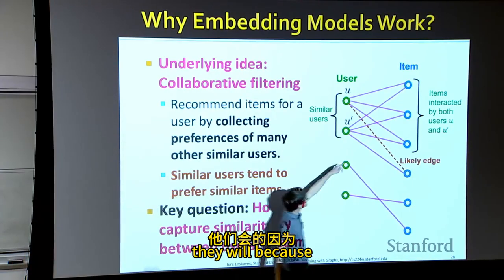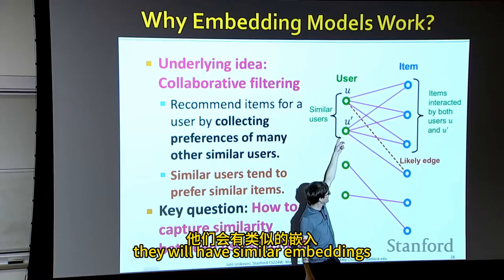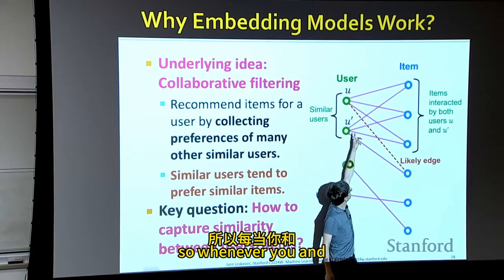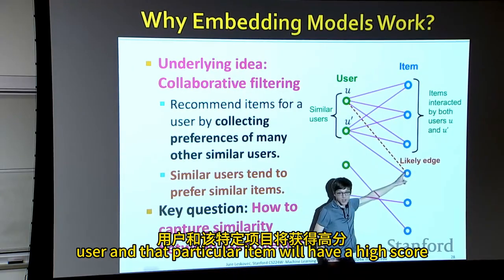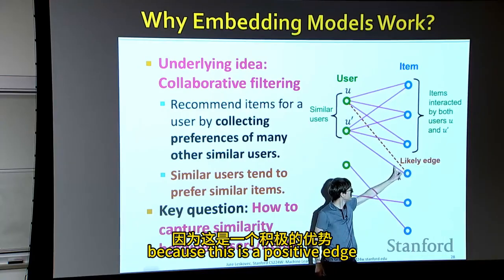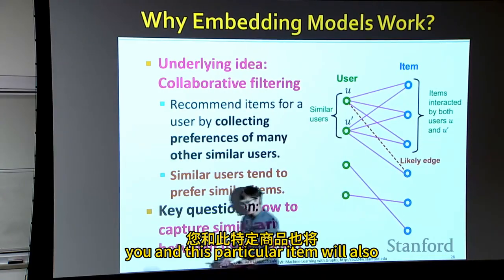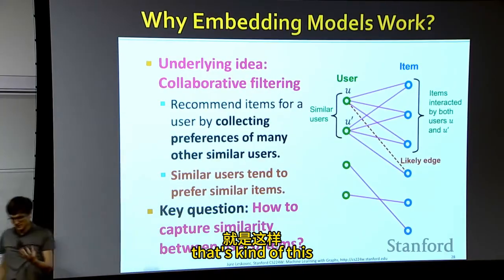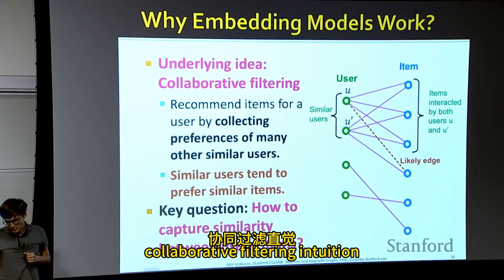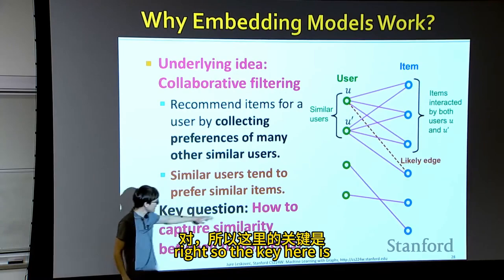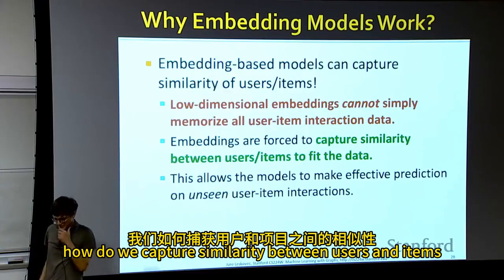They will, because these two users have interacted with similar items, they will have similar embeddings. So whenever this particular user and that particular item have a high score, because this is a positive edge, it means the user U and this particular item will also likely have a high score. That's the collaborative filtering intuition. Right, so the key here is how do we capture similarity between users and items?